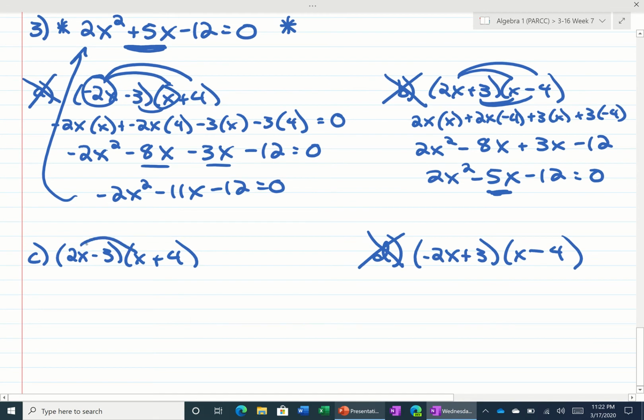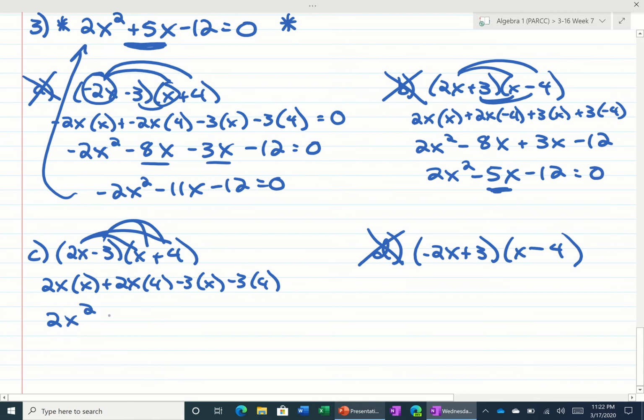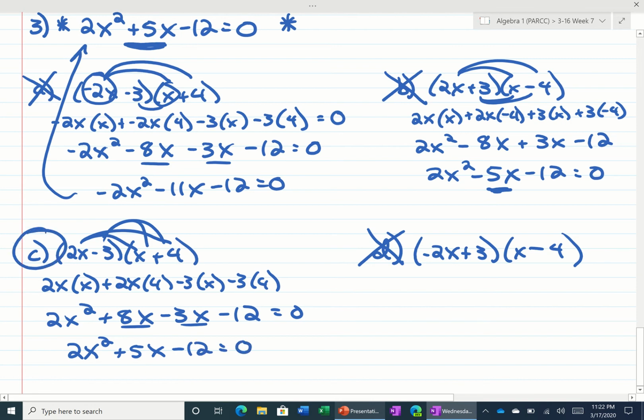Let's see. 2x times x plus 2x times 4 minus 3 times x minus 3 times 4 gives us 2x squared plus 8x minus 3x minus 12, or 2x squared, combining our like terms, plus 5x minus 12 equals 0. That is the correct answer.